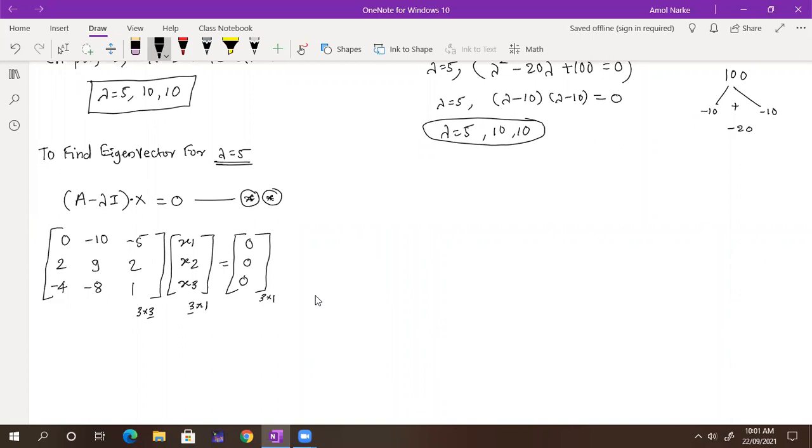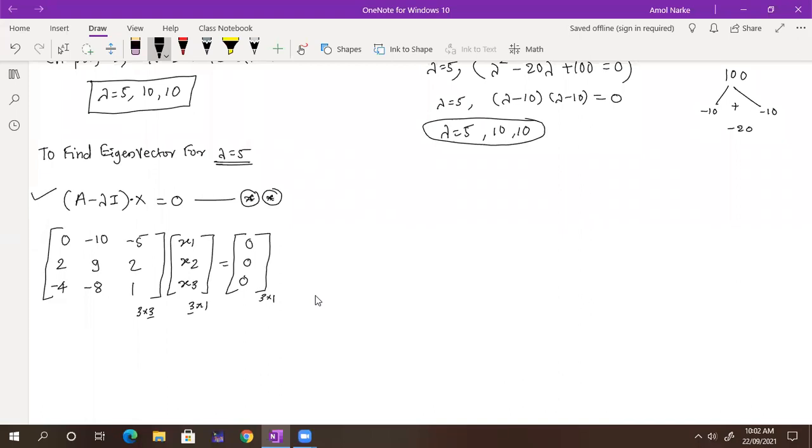In general, if the dimensions are not matching, what should we do? This is not the case. If the product is not possible, it means this equation is wrong. But this equation itself is a valid equation, because we are considering X corresponding to the eigenvalue. So it always comes.